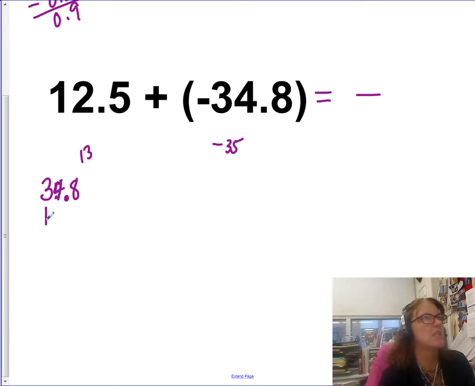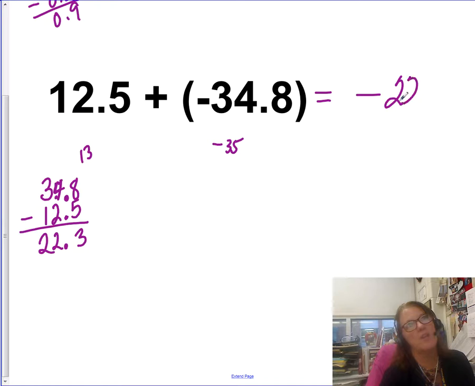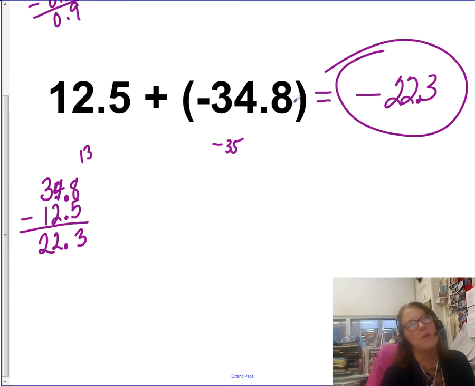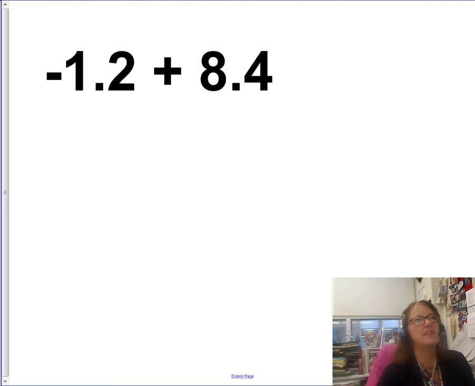34 and 8/10, 12 and 5/10. I lined up my decimals, but because this was positive and this was negative, I have to find the difference because the signs were different. 3/10, 2 in the ones place, 2 in the tens place: 22 and 3/10. Ta-da! But it's negative, just like when I was looking at these, positive 13, negative 35, it's about negative 22.